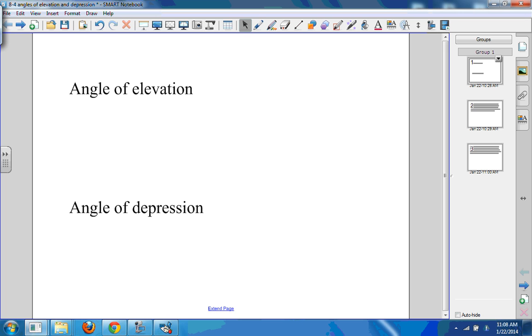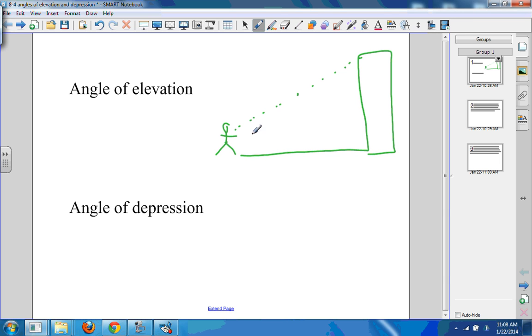Welcome. Today we are going to look at the angle of elevation and the angle of depression to solve some problems. So we need to figure out what those are. Angle of elevation: if you're standing on the ground looking up at something, say a building maybe, this is going to be your angle of elevation, this angle here.